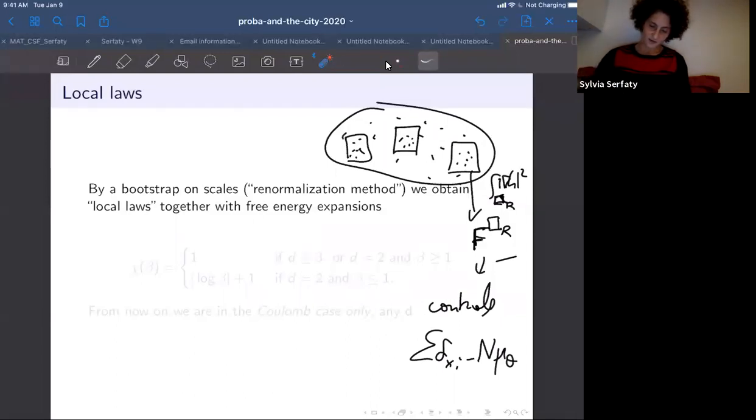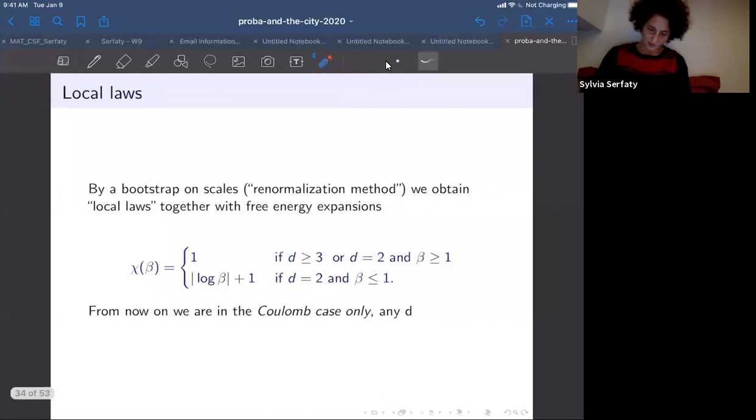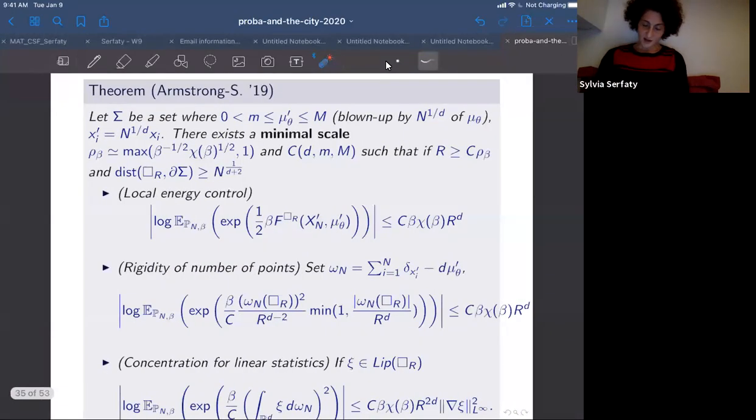Okay, so from now on, we're in the Coulomb case only, and there's some weird notation you're going to encounter. In order to state correct theorems, I have to define this chi of beta. Chi of beta doesn't matter if you're in dimension 3 or if beta is bigger than 1, but it's a logarithmic correction that only plays a role when beta is very small. And I told you I want to be able to consider beta very large or very small. So there's a logarithmic correction which is there probably for a good reason. Okay, so in any dimension in all the Coulomb cases, this is what we get.